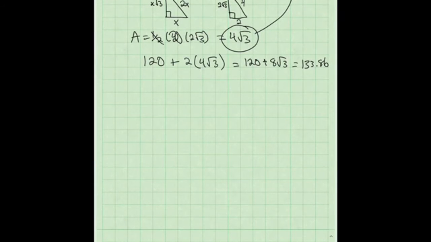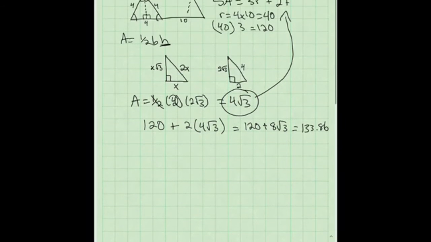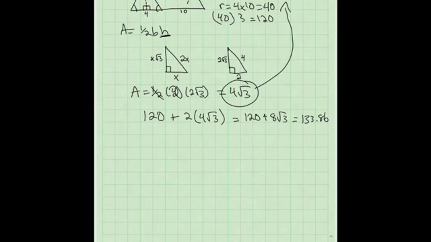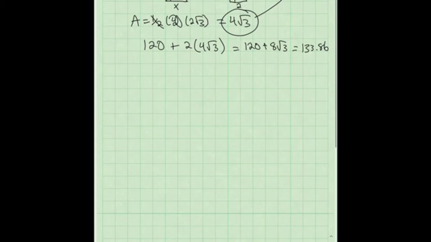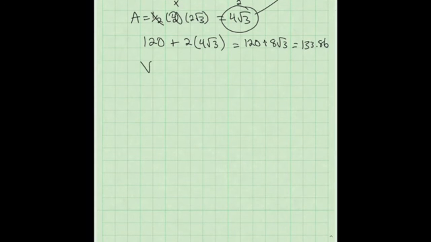Anyways, volume equals area of the base times height. If we flip this on its side, so the triangle is on the bottom, the height would be 10. So volume equals the area of the triangle, which we know is 4 root 3, times the height, which is 10, which equals 40 root 3, or let's plug this into our calculator, 69.282.